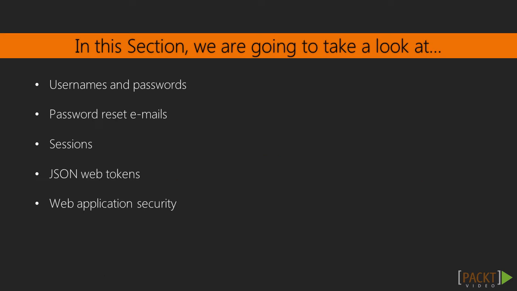We'll start by looking at how to store usernames and passwords securely. We'll then look at how to send a password reset email, followed by how to store user sessions. We'll end the section by talking about JSON web tokens as an alternative to sessions and showing some ways Go can help you make your web apps more secure.